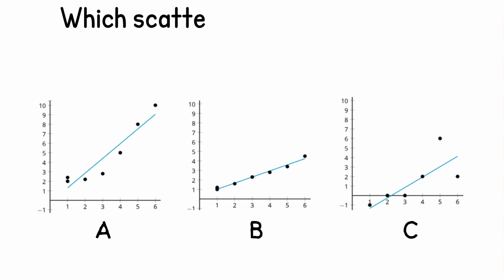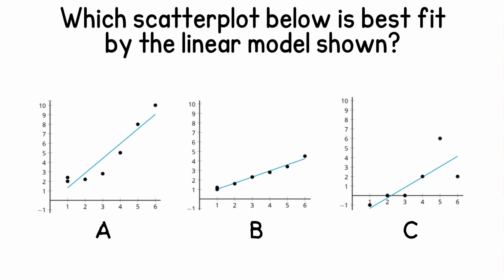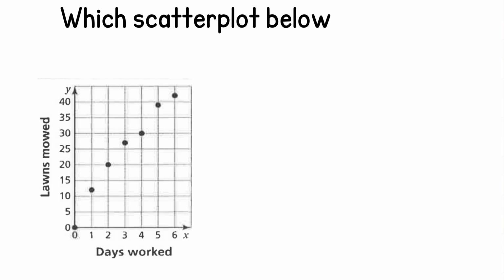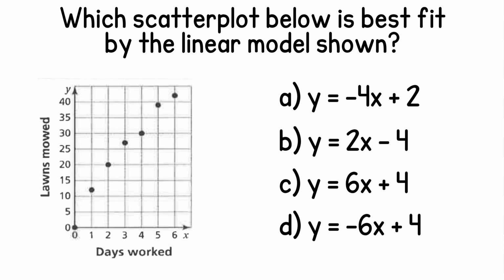Which scatter plot below is best fit by the linear model shown? So we want to know which blue line gets most of the dots on that line. We can see that the line on B almost has every dot on that line, so this one fits the linear model best. Here's one last example. Which linear model below would best fit the scatter plot? Here are the four options we have to choose from.